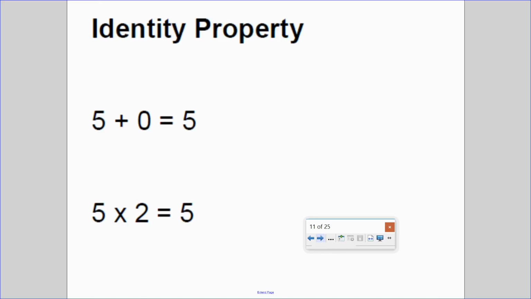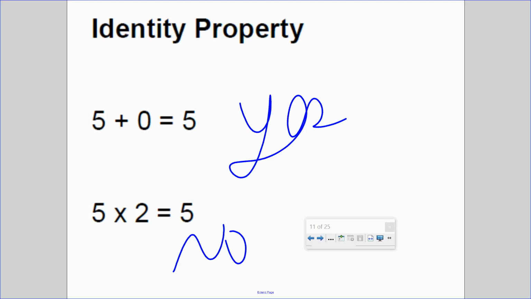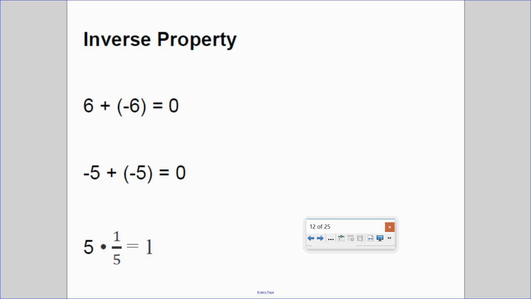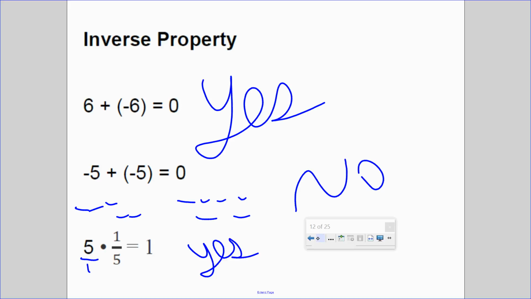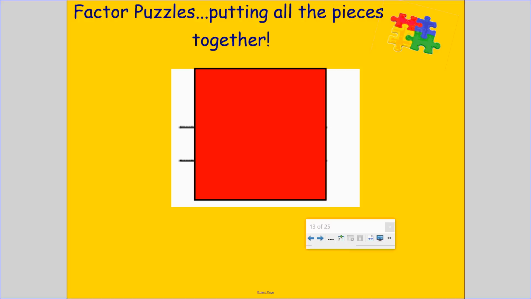And let's do some examples of this. 5 plus 0. Is that 5? Yes. Is 5 times 0 equal 5? No. What about this one? Is 6 plus negative 6 equal 0? Yes, because you have zero pairs. What about negative 5 plus 5 more? Would that be 0? Yes. And what about 5 times the fraction 1/5? Does that equal 1? How do you multiply a fraction? You rewrite the whole number as a fraction. 5 over 5 is 1 whole. So yes, it's the reciprocal.